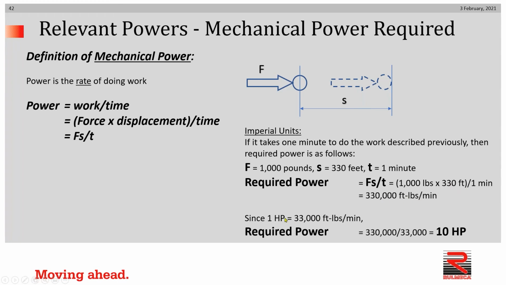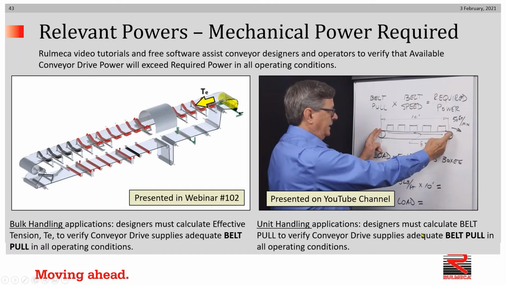Since we know in imperial units that 1 horsepower equals 33,000 foot-pounds per minute, the required power to do this work in this period of time is 10 horsepower. 330,000 divided by 33,000 equals 10 horsepower.